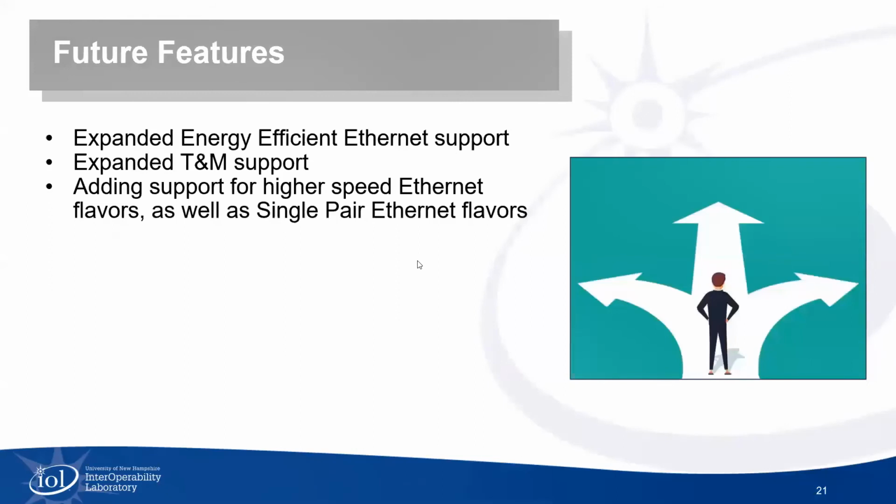And then in addition to what we're looking at in the MIPI space, we're also looking to expand our QualiPhyer support in the IEEE space, so our Ethernet space. Looking to add energy efficient Ethernet support, increase the number of test and measurement devices that we're able to integrate with, as well as to add support for the higher speed Ethernet flavors, as well as our single pair Ethernet flavors. Those are all things that we're looking to add support for in the future.